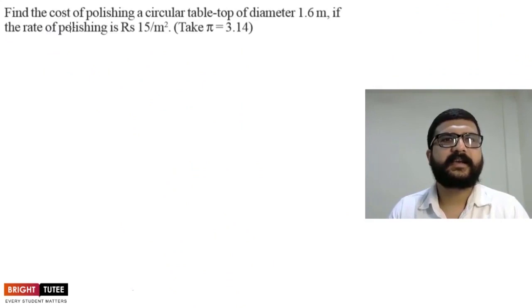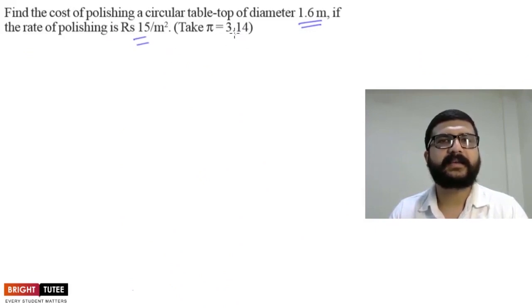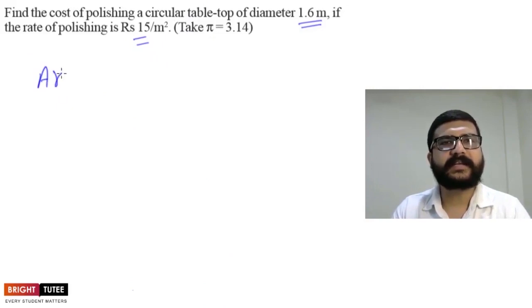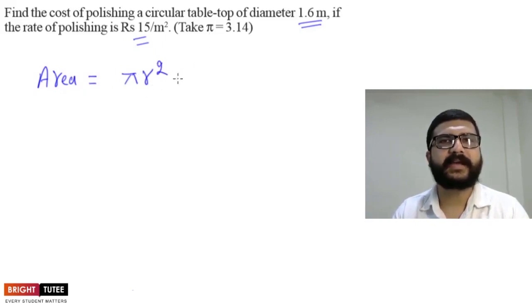Now the next question is, find the cost of polishing a circular tabletop of diameter 1.6 meters if the rate of polishing is rupees 15 per square meter. Here we have to take pi as 3.14. So for finding the cost of polishing, what we have to find first? We have to find which area has to be polished, and that will be the area of this circular table. So first of all, let us find area. Area is equal to pi r square, because table is circular here and area of circle is pi r square, where r is the radius of the circle.